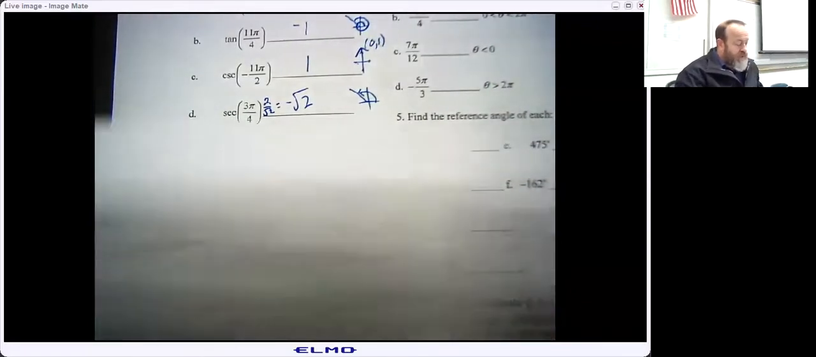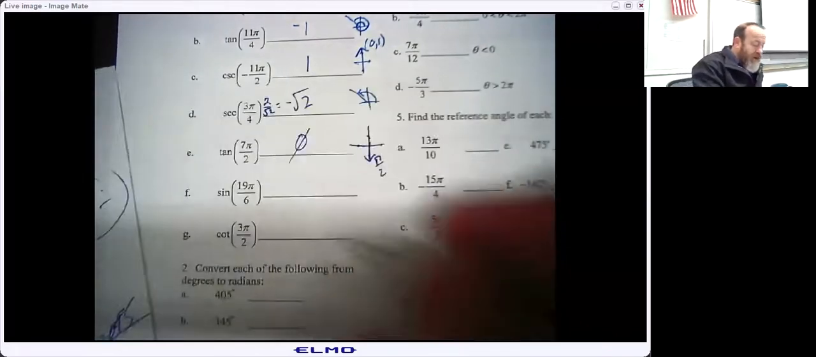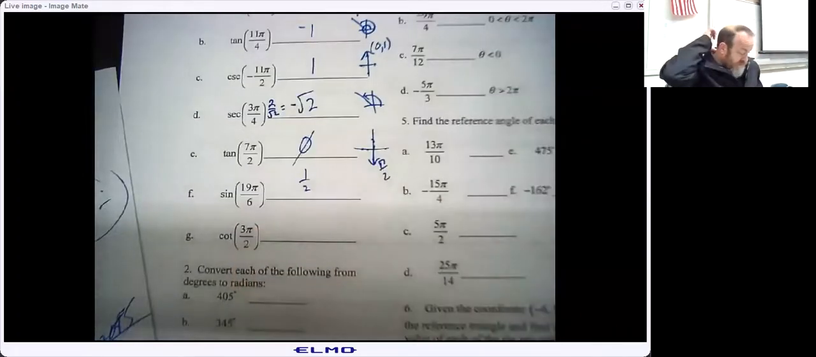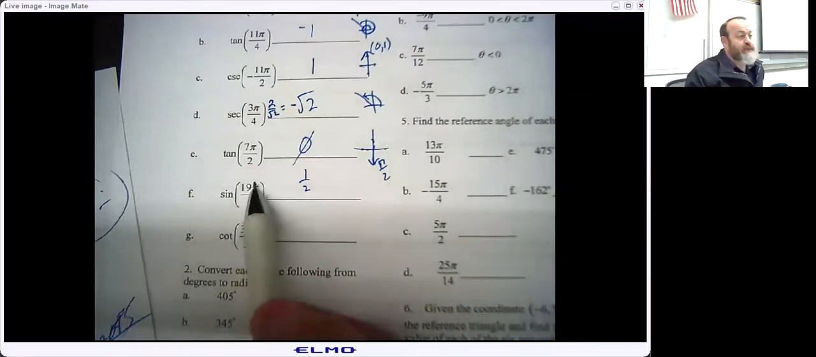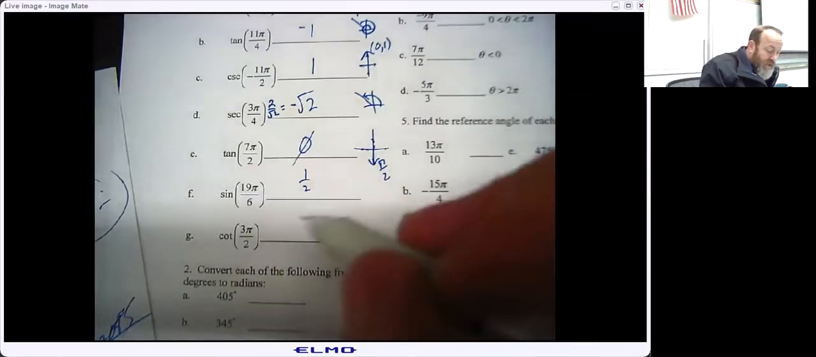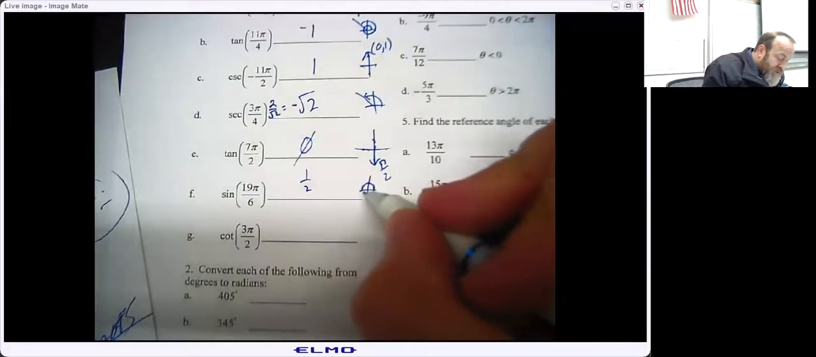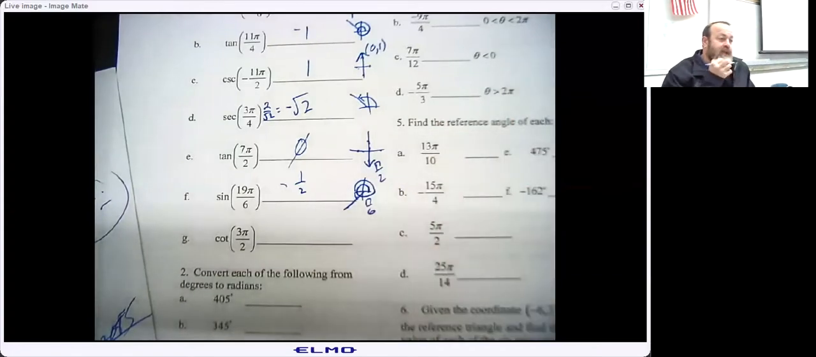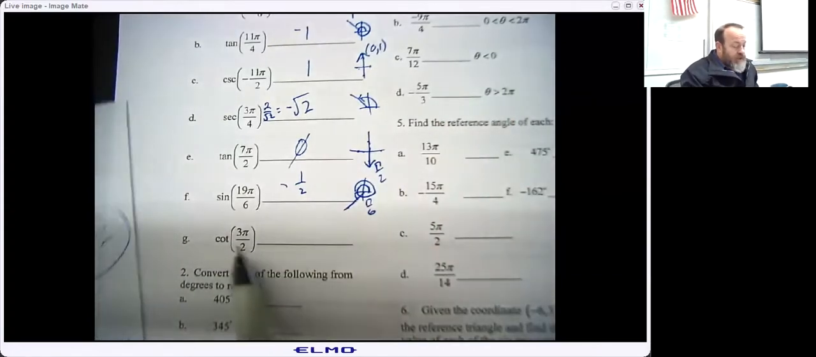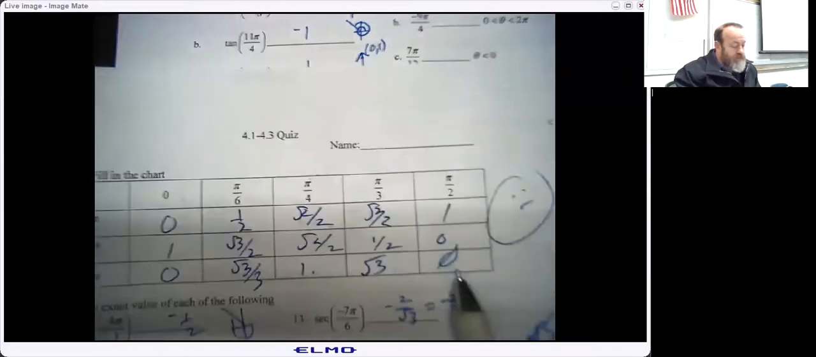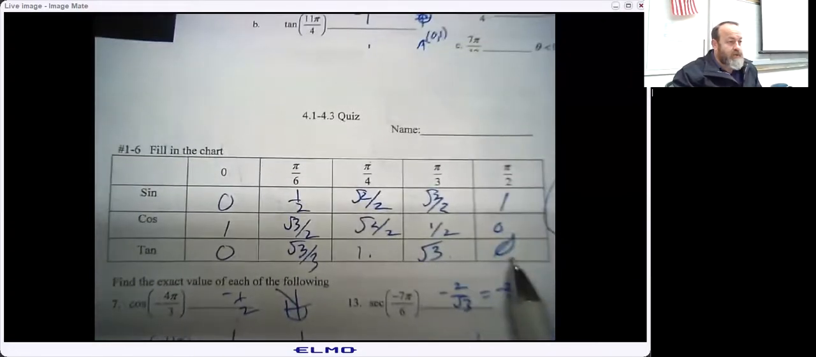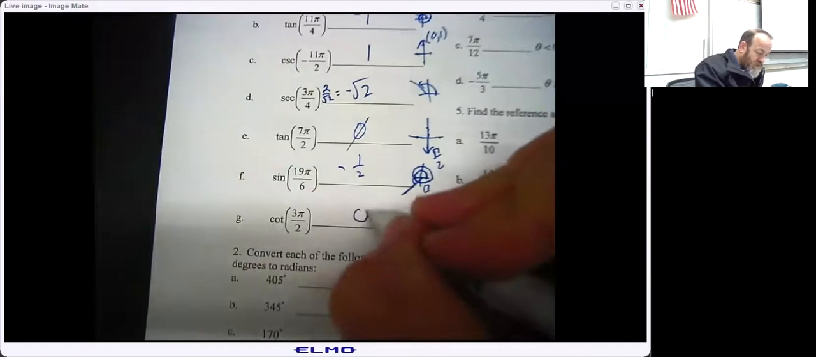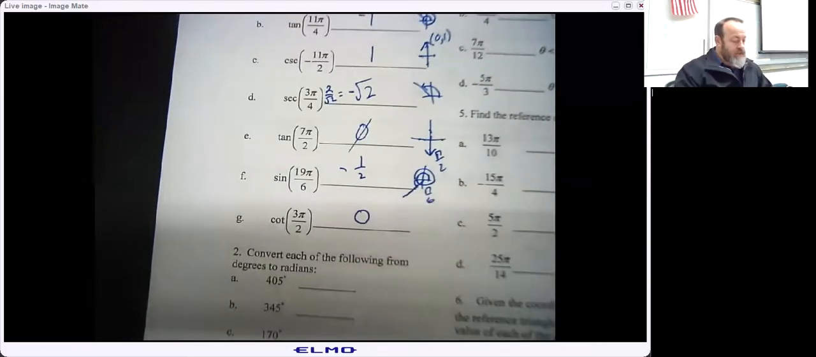The sine of any kind of pi over 6 should be a half. Now, the only thing that could go wrong is if this was not reduced, but 19 is prime, so I know it has been. 19 pi over 6: there'd be 6, that would be 12, 18, and 19 was a little bit past that, with a reference of pi over 6. Sine is negative in that quadrant. And finally, if the tangent of pi over 2 is undefined, then the cotangent of pi over 2 is going to be 0. The reciprocal of undefined is 0.